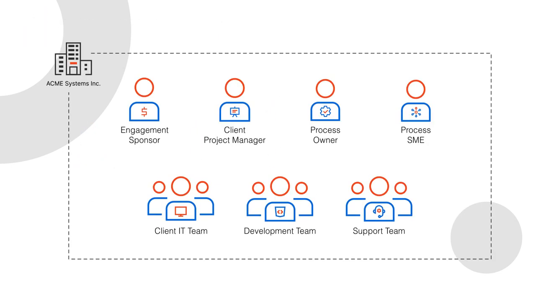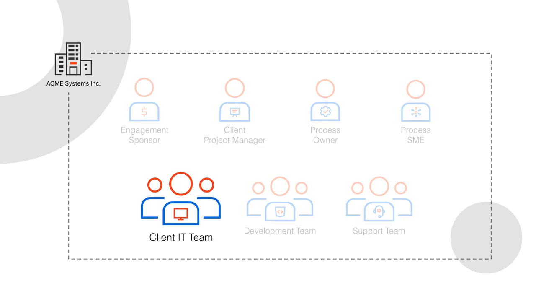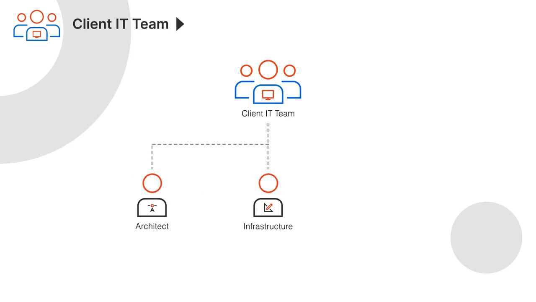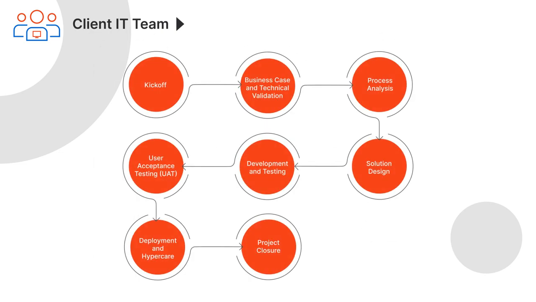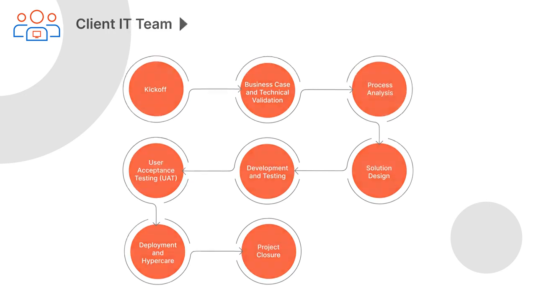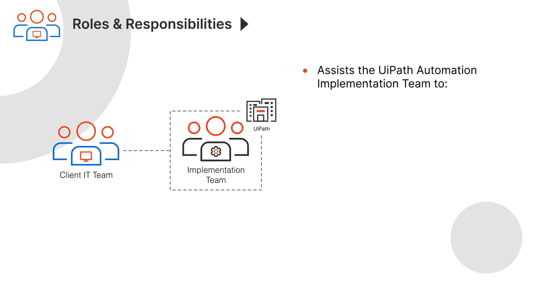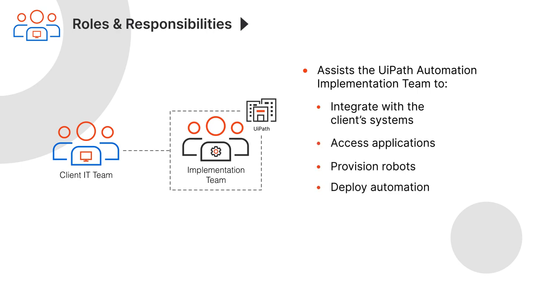Next in line is the sub-team that provides technical support to the client team, which is the client IT team. The client IT team may include architecture, infrastructure, and application specialists. They're all involved at all stages of the implementation process. They're knowledgeable about the organization's technical setup and assist the UiPath Automation Implementation team in integrating with the client's systems, accessing applications, provisioning robots, and deploying automation. Their key task is to support when consulted on technical setup details and deployment.